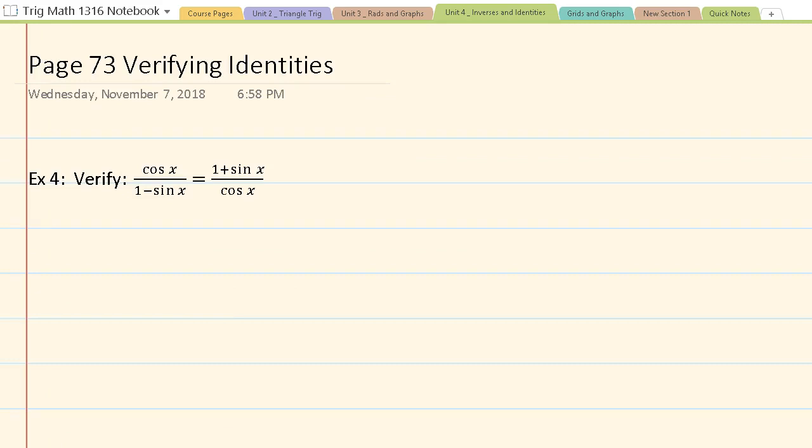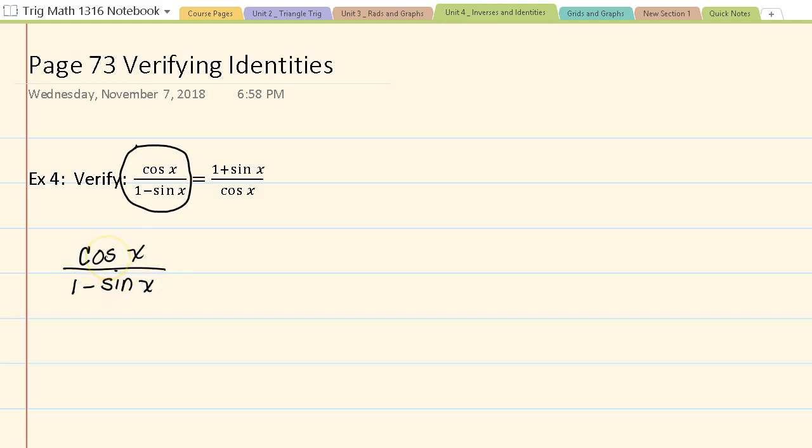On page 73, let's continue verifying some more identities. We need to pick a side, and in this one I think they're both equally ugly, so we just need to pick one. I'm just going to go ahead and pick the left side here. So we're going to start off with that, cosine of x over 1 minus sine of x.